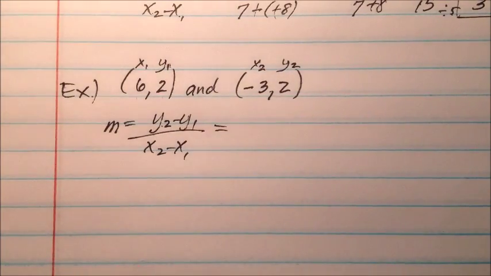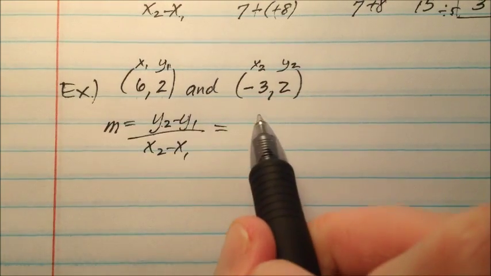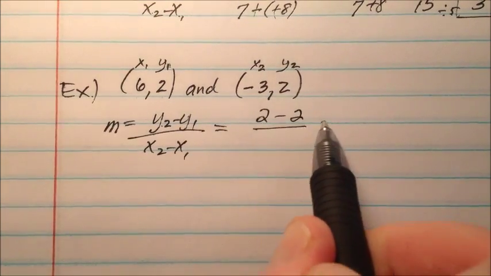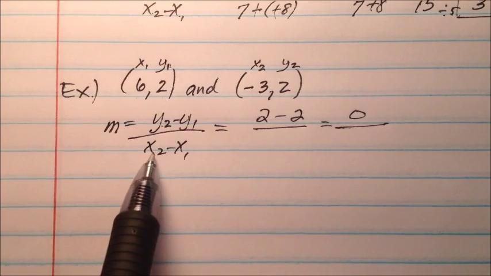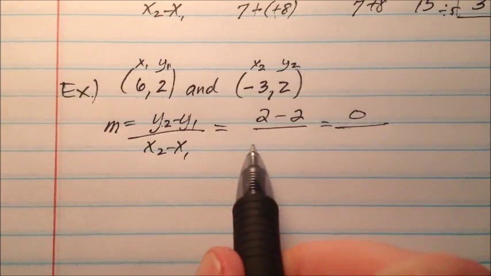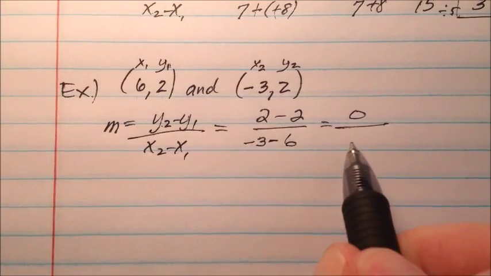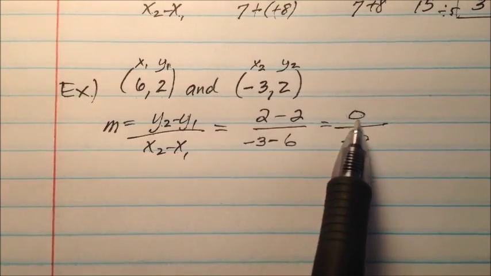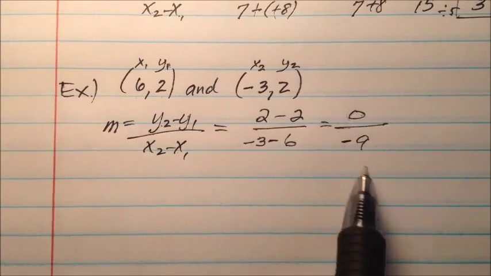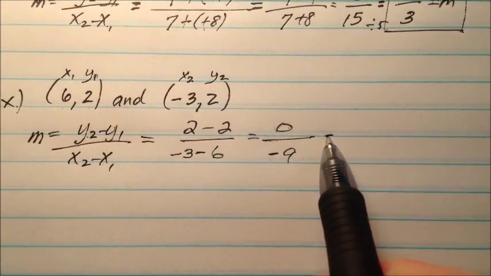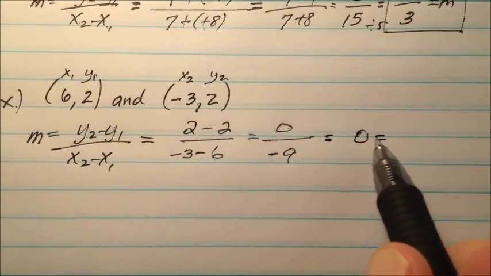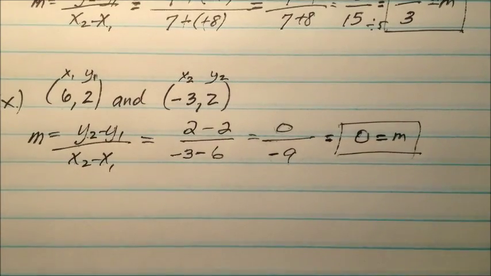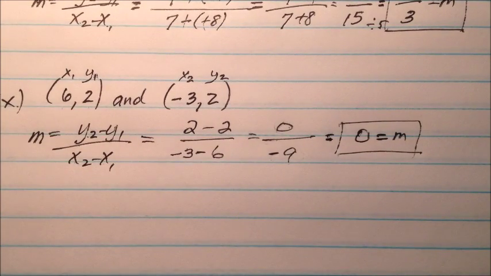Okay, so y2 minus y1 is 2 minus 2, which will actually end up being 0. And our bottom, x2 minus x1, will be -3 minus 6, which will be -9. But we have 0 on the top here, over some quantity that's not 0, so we know it's just going to be 0. So my slope is just going to be 0 in this case.